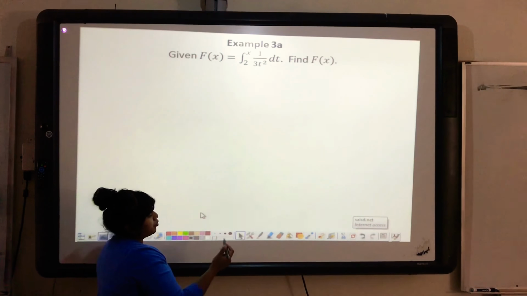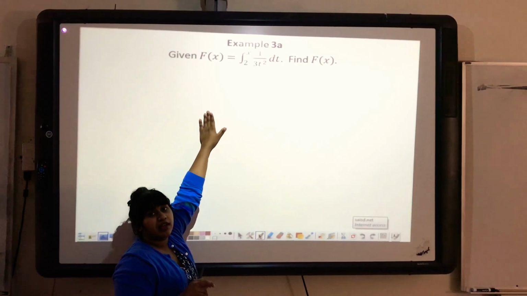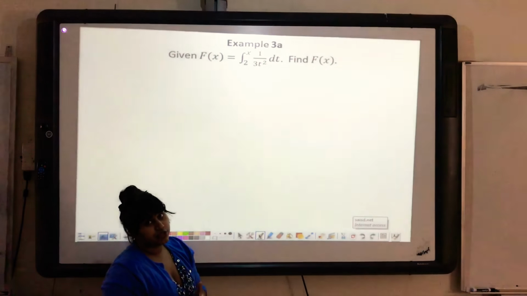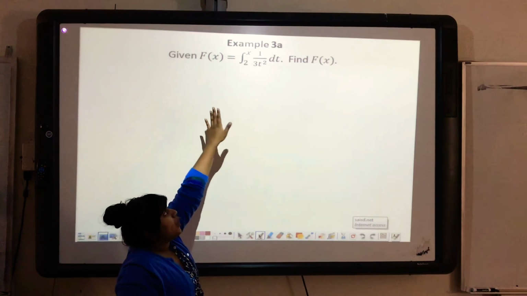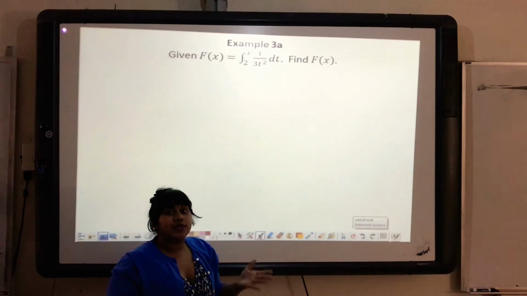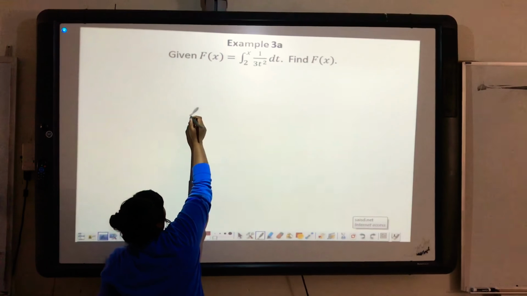All right, here's another problem. So we're looking at example 3a now, and the first two are kind of just a review. They're not really the fundamental theorem of calculus, because what are we given? We're told that capital letter F is equal to our definite integral. We know that, right? Capital letters tend to be our integral. So when it says find F of x, what are we doing? We're just evaluating the integral. It's as simple as that. So let's evaluate that integral.